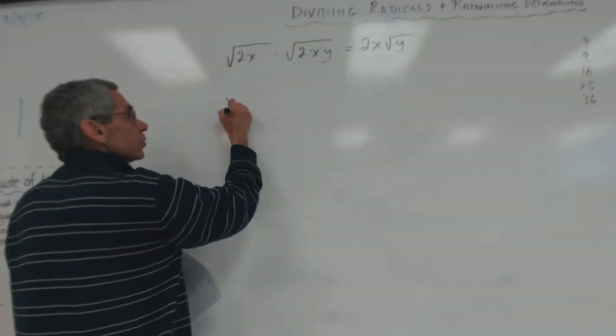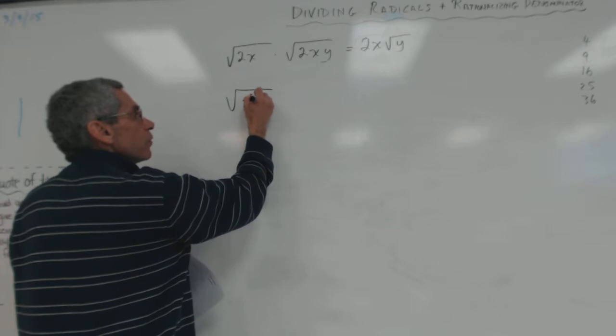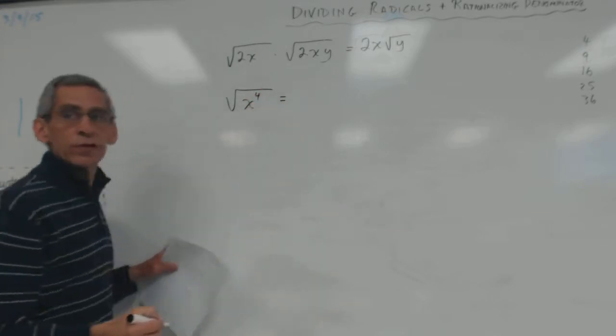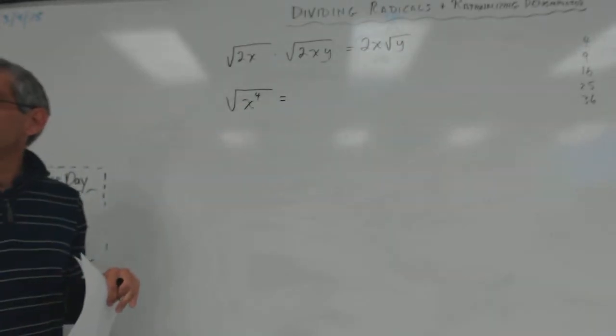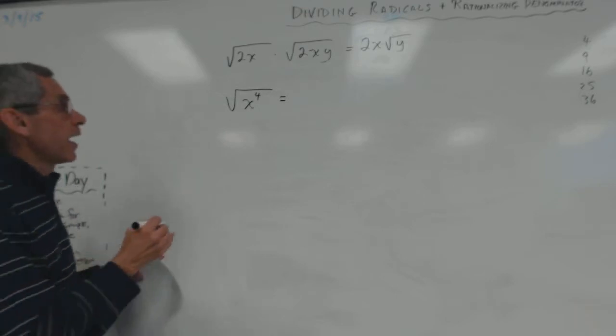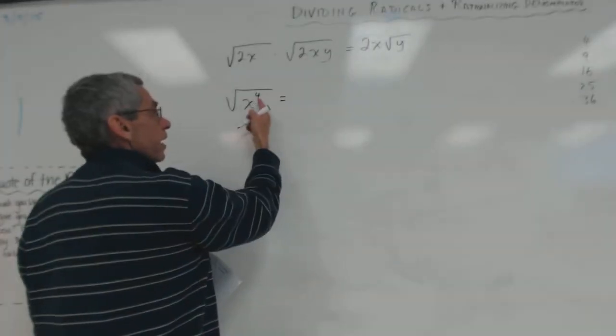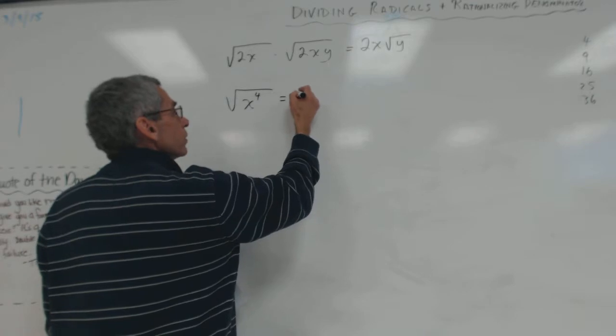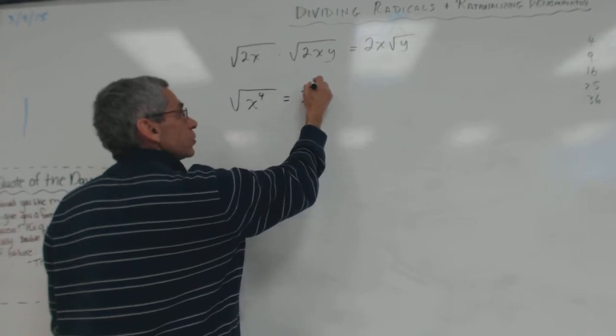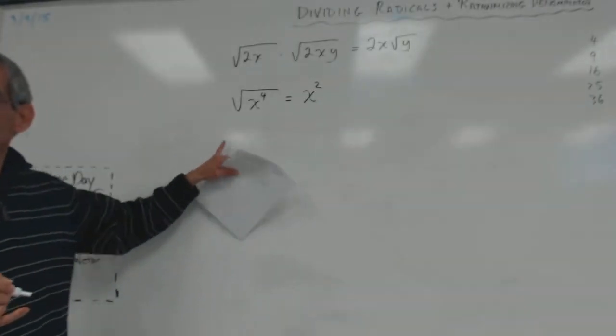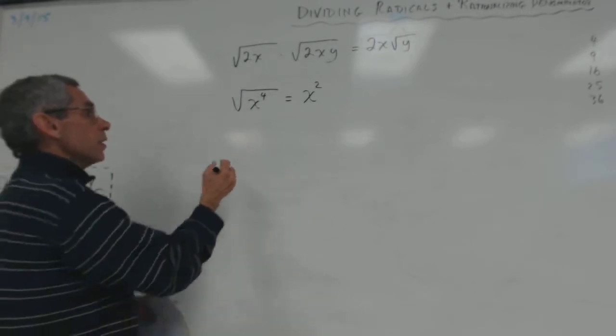What about the square root of x to the 4th? What does a square root do to an exponent? It cuts it in half. Half of 4 is 2, so the answer would be x squared. Remember these? Okay, how about this?